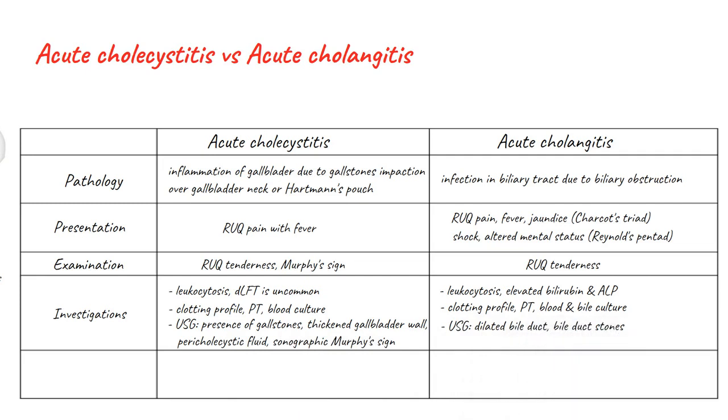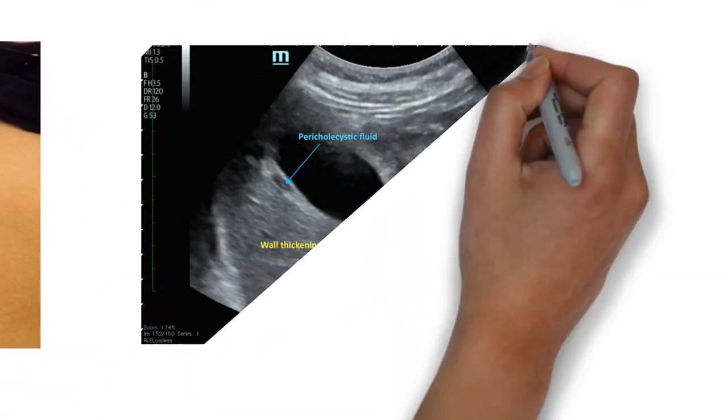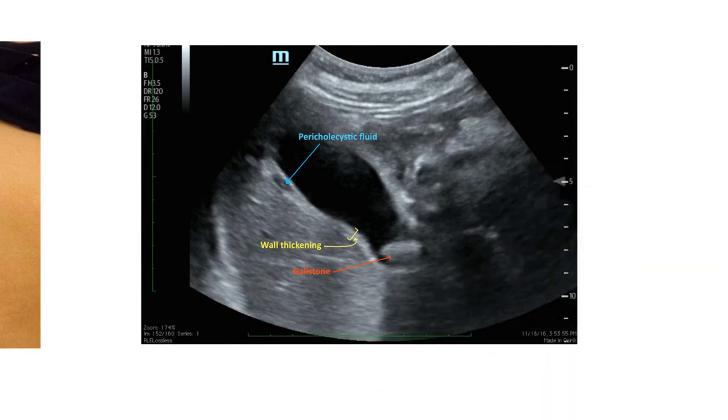If ultrasound is equivocal and does not give us conclusive evidence, then we may proceed to CT scan or MRCP to better delineate the biliary system. Here, this is an ultrasound illustration of acute cholecystitis.